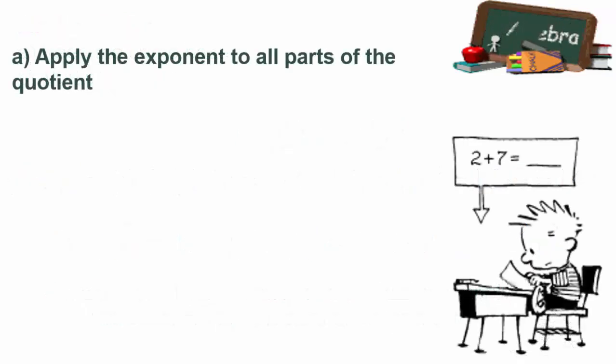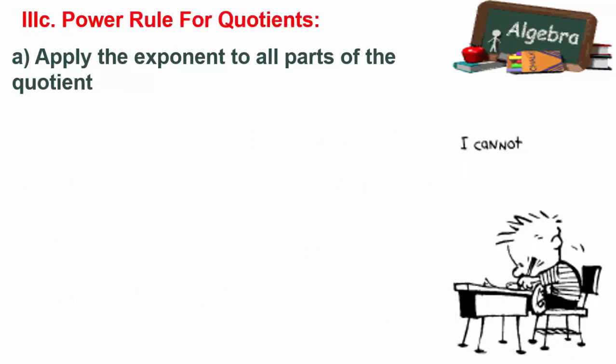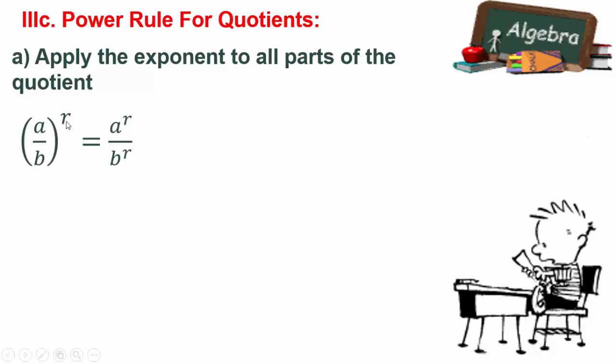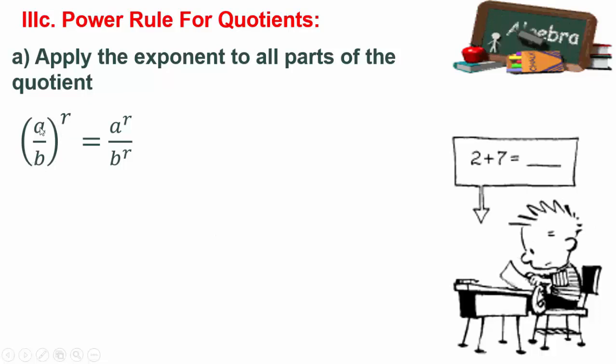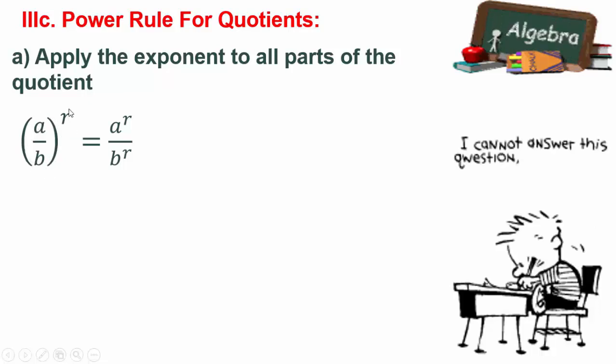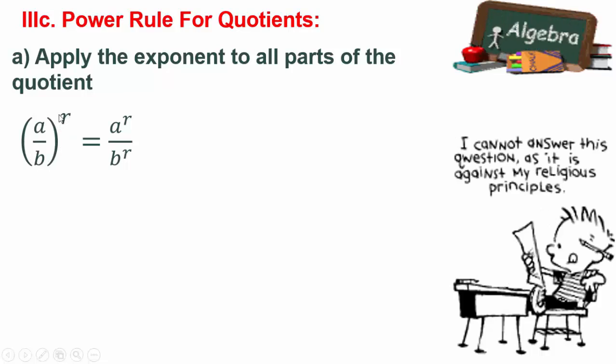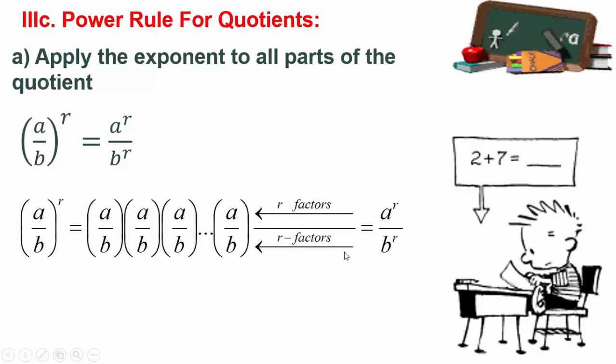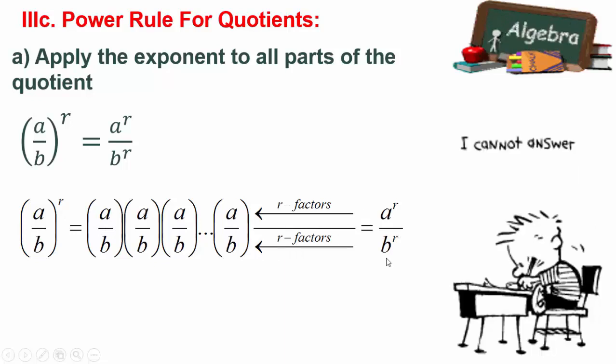And in C, when we have the power rule to the quotient, it's the same idea. We want to apply the exponent to all the parts of the quotient. So that means if we have a over b inside a bracket, remember this is inside the bracket, and we have the r out here, we bring the r here and here. Here is why it's true, so this is just an abstract version, r factors, and a over b.